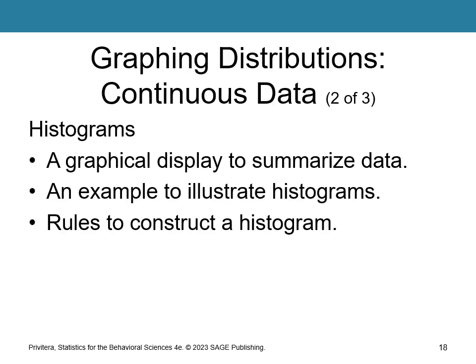Rule 1, a vertical rectangle represents each interval, and the height of the rectangle equals the frequency recorded for that interval. Rule 2, the base of each rectangle begins and ends at the upper and lower boundaries of each interval. This means histograms cannot be constructed for open intervals. Rule 3, each rectangle touches adjacent rectangles at the boundaries of each interval because the data are continuous.